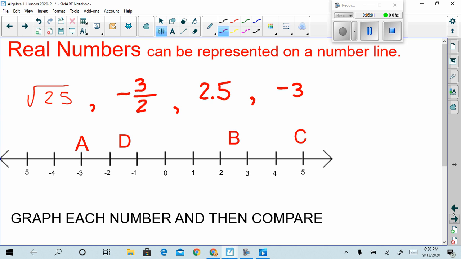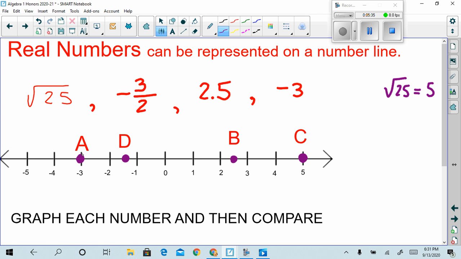This happens to be a rational radical because I can simplify this to be just 5. So 5 can be represented here as C. Negative 3 halves. Now again, that's an improper fraction and it's negative. So that's going to be a negative 1 1/2, which is D. 2 5/10 falls halfway between 2 and 3 on the positive side, and negative 3 down here at A.